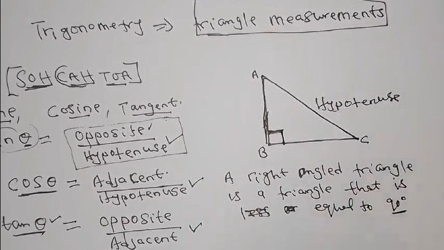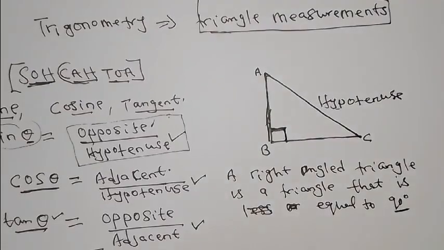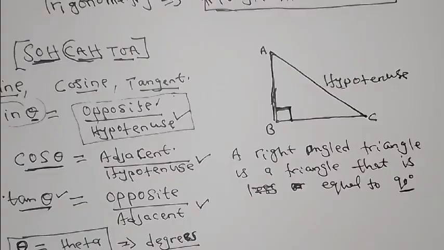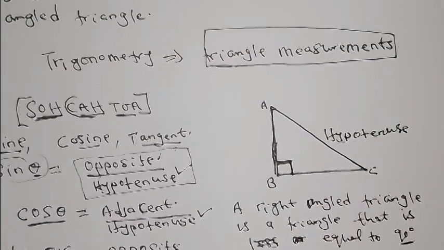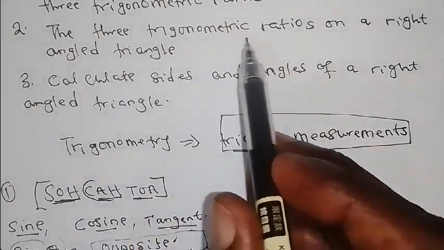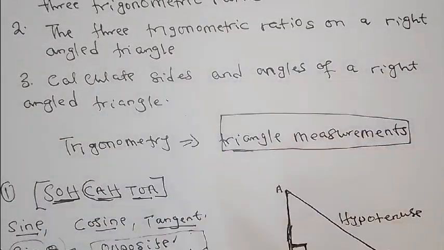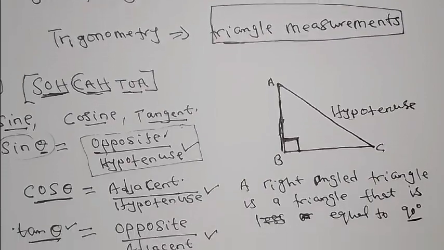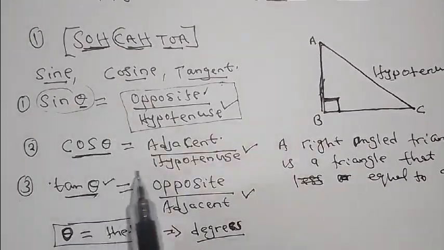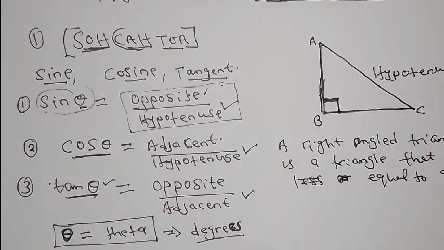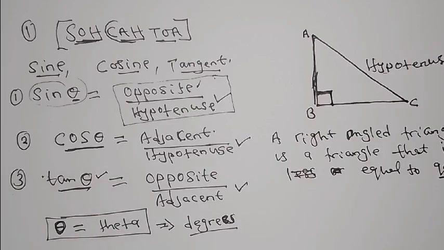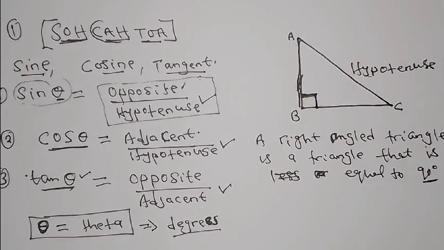Okay, the hypotenuse. And any of these two lines, they are adjacent. So now, what about the three trigonometric ratios on the right angle triangle? This is what we have just talked about. These are called trigonometric ratios, the three of them. Of course, there are many others, but we are just sticking to the point.